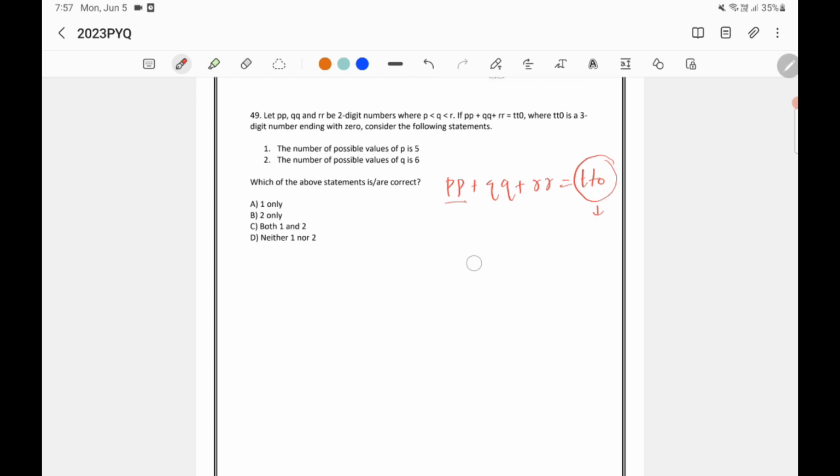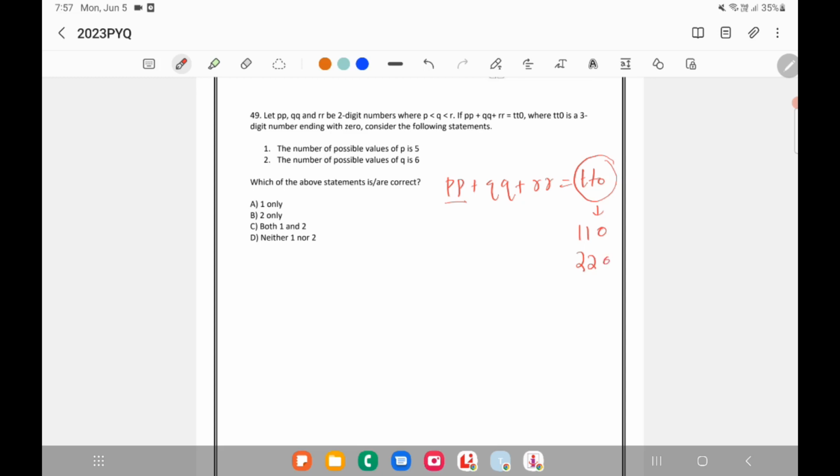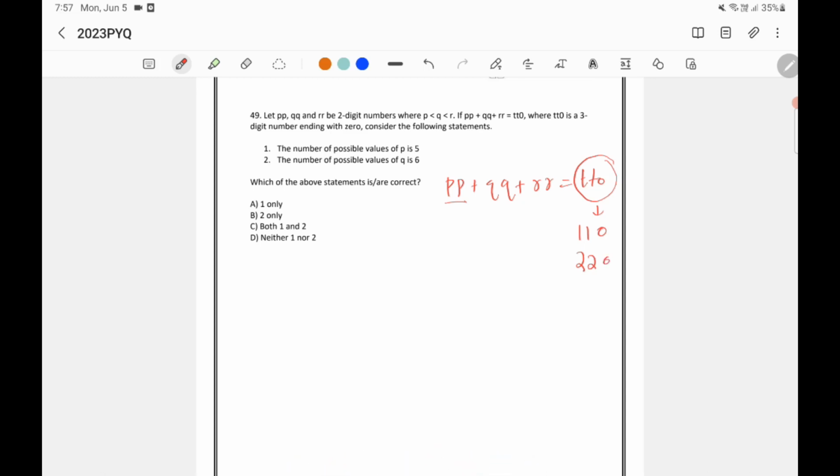That means TT0 can only have either 110, T could be 1, or T could be 2. It can have the value 220. These are the only possibilities. Now another thing that you need to understand is PP is a number. It is actually 11 into P is PP. This is 11 into Q is QQ. So actually all these numbers are divisible by 11. So we can cancel 11 here.